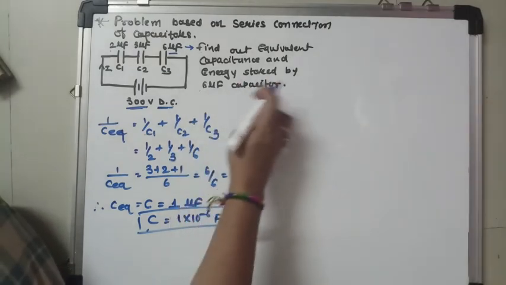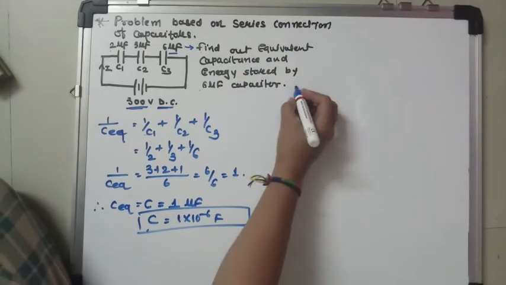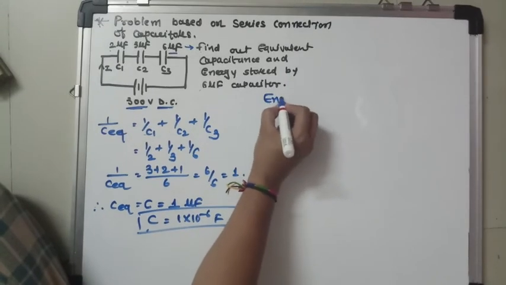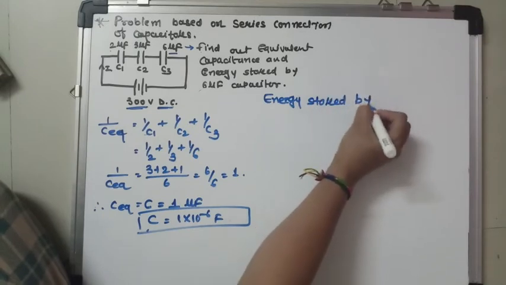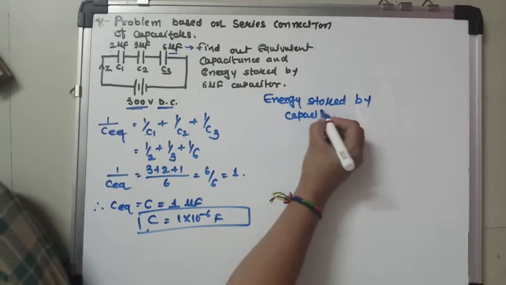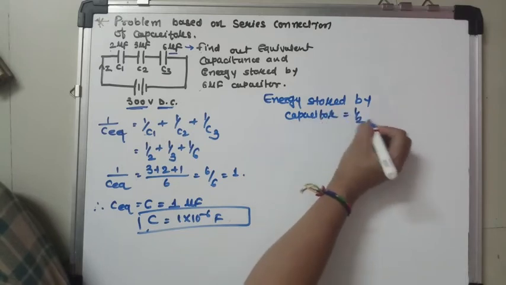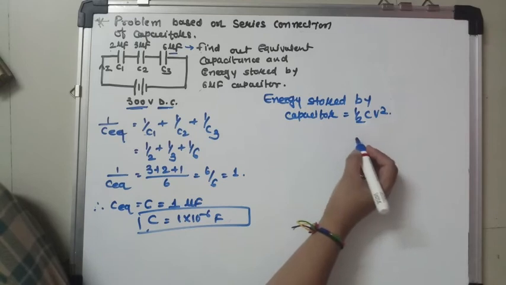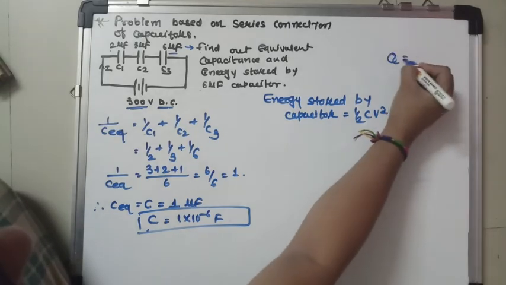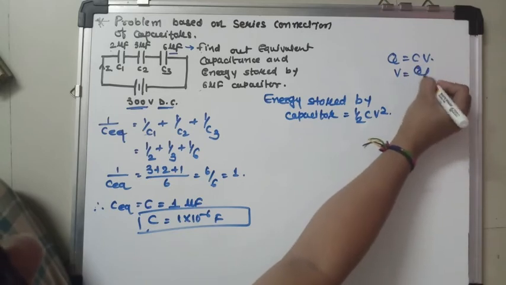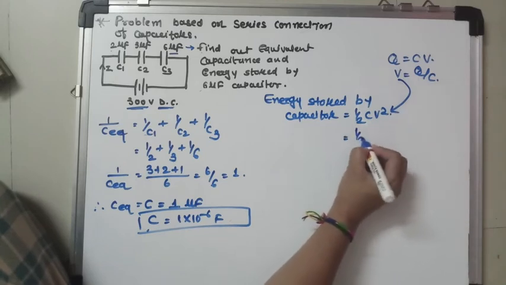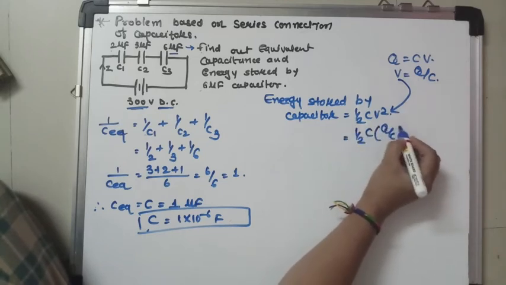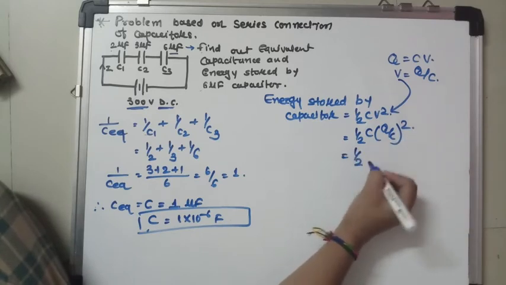Now the energy stored by the 6 microfarad capacitor. The equation of energy stored by a capacitor is equal to 1/2 CV square. Now for series connection, what is the V? Q is equal to CV, so V is equal to Q by C. Substitute V is equal to Q by C here, so you will get 1/2 C into (Q by C) square. So finally, 1/2 Q square divided by C.